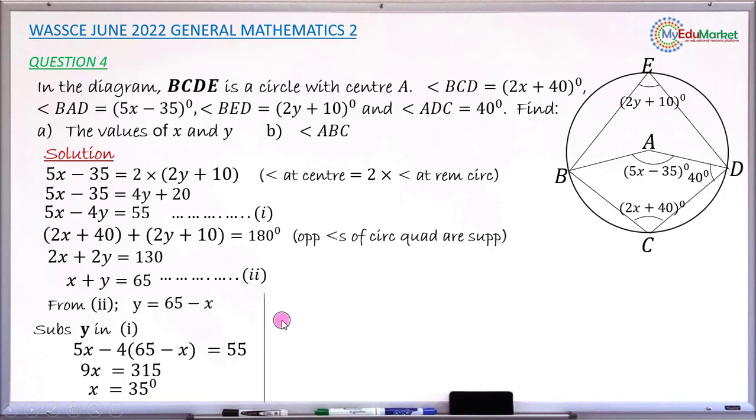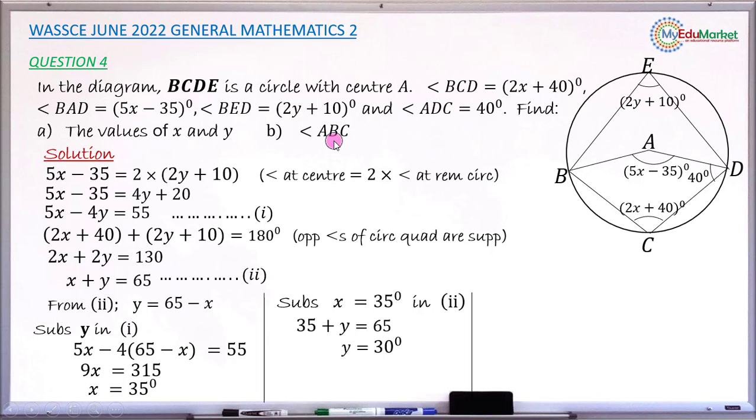So substituting x by 35 degrees in equation 2. Look at equation 2, it says x plus y equals 65. I'm now replacing x by 35. That gives me 35 plus y equals 65. And now 35 shifted to the right becomes minus, so 65 minus 35 gives answer y as 30 degrees. So the value of x is now 35 and the value of y is now 30. That means question number A has been answered.